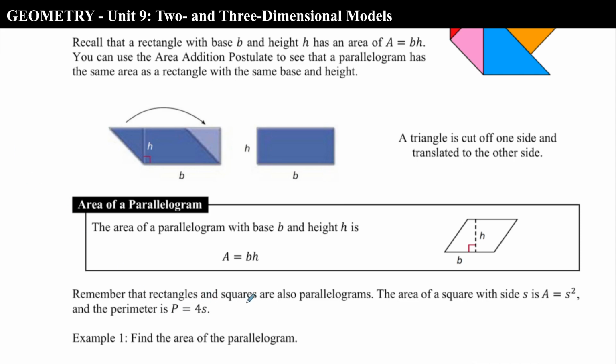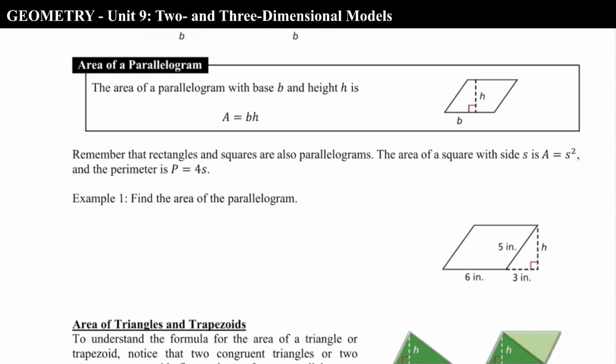Remember that rectangles and squares are also parallelograms. So the area of a square with side s is s squared, and the perimeter is 4 times s. Remember that a square is a parallelogram, so is a rectangle. So it makes sense that you can use the same formula to find the area for all three.